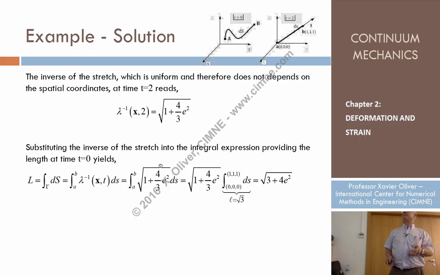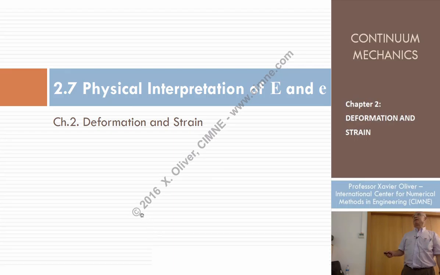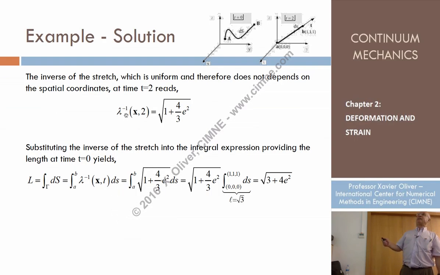Now I have that, I just replace it in here. First, this is the expression of the stretch for every time, so now I have to specify it for this specific time, t equal to 2. Then I obtain that the inverse of the stretch at every point of this configuration at time 2 is just this single formula. By the way, it's constant; it doesn't depend on x. That's typically what we look for when we establish these problems. We don't want you to lose time doing complex mathematical operations, so we make it easy for you. Anyway, that's a constant.